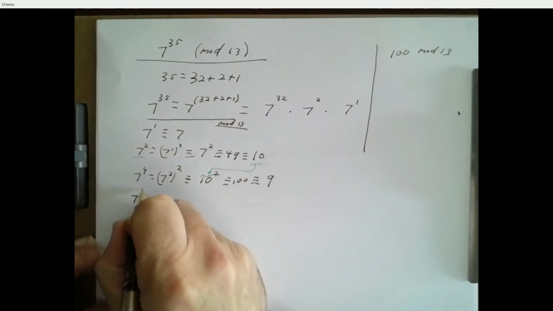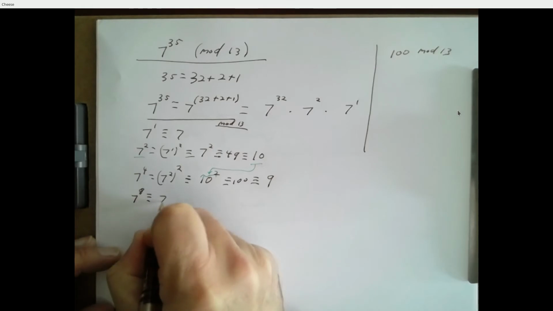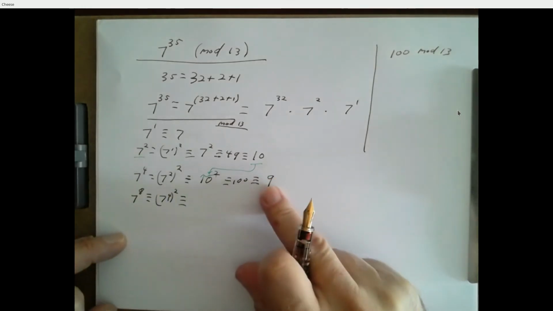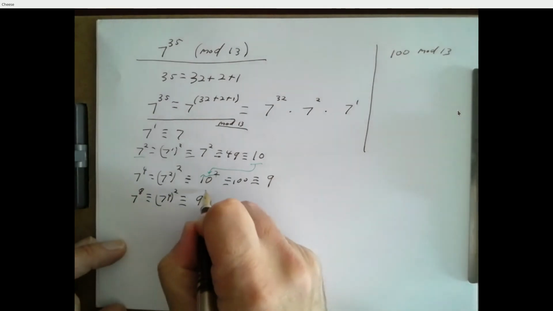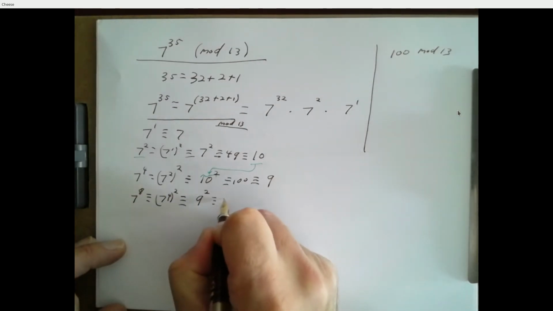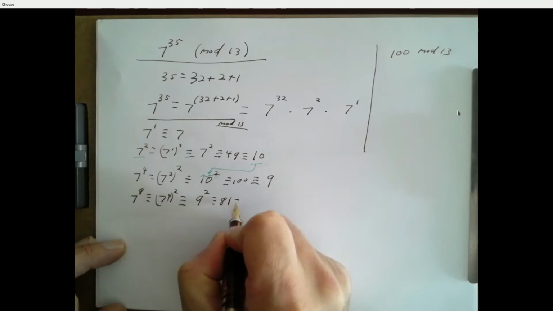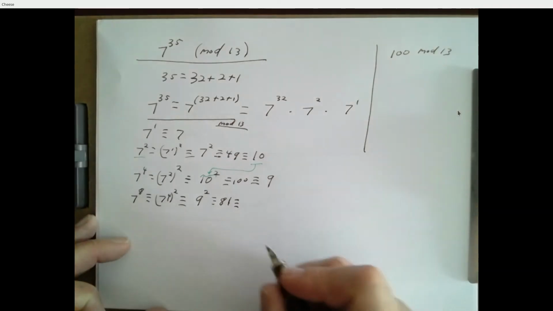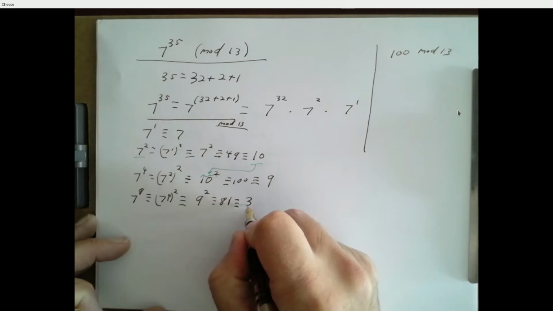So 7 to the 8th is just 7 to the 4th squared. And since 7 to the 4th is 9, this is just 9 squared, which is 81. And we can do the same thing, but 13 times 6 is 78. And so you get 3 left over, so this is congruent to 3.